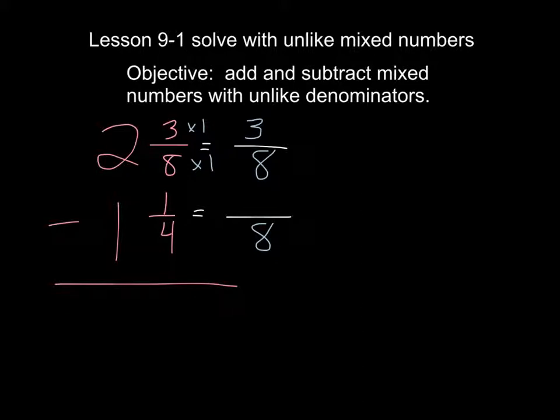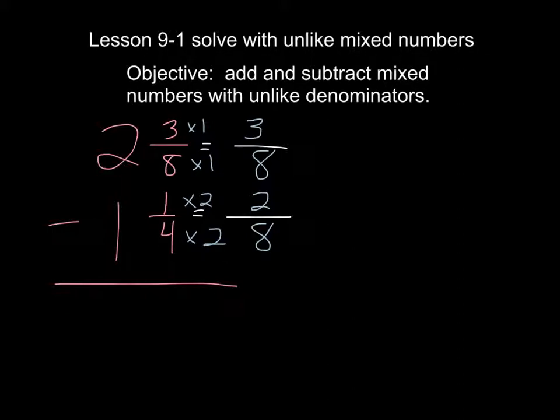On the bottom fraction, we're looking for our multiplier. 4 times some number equals 8. That number would be 2. And we will do the same thing to the top part of that fraction. Our numerator, 1 times 2, will get us 2. Now we have two fractions with the same number of pieces that it takes to make a whole, 8. Our numerators are okay, and we can now subtract.